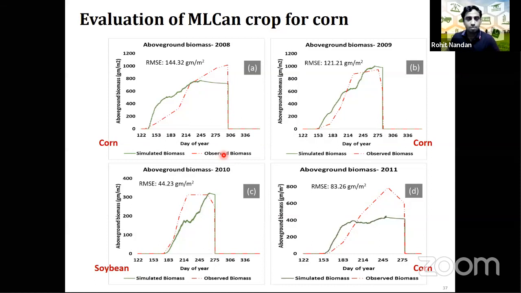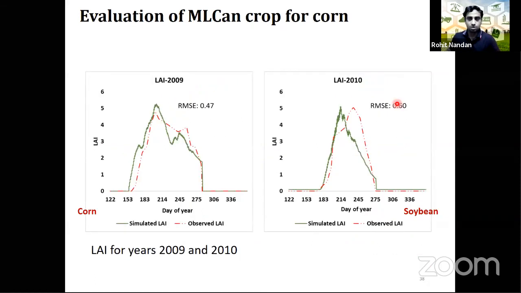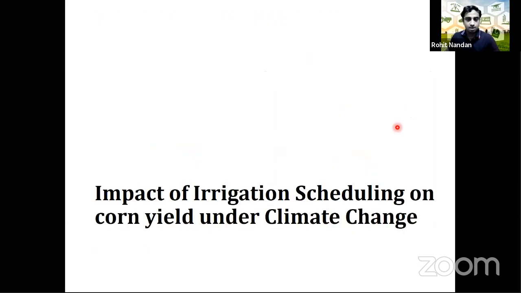Here is the result of LAI for 2009 and 2010, which is pretty close to the observed LAI, and it is giving high accuracy with an error of only 0.47. And in the case of 2010, it is giving 0.6. Then I used that model for the purpose of irrigation scheduling.